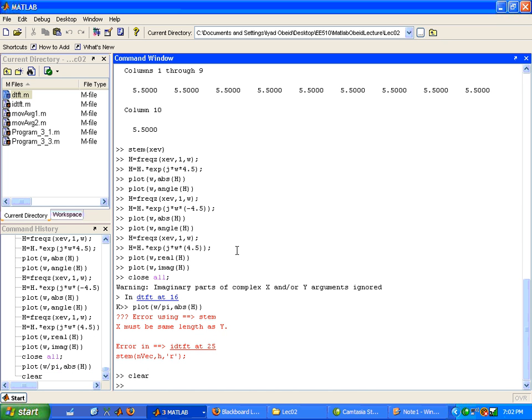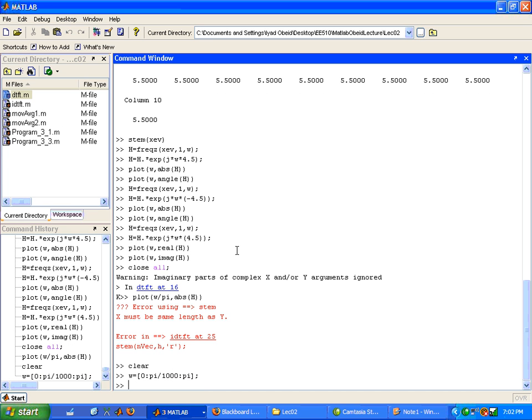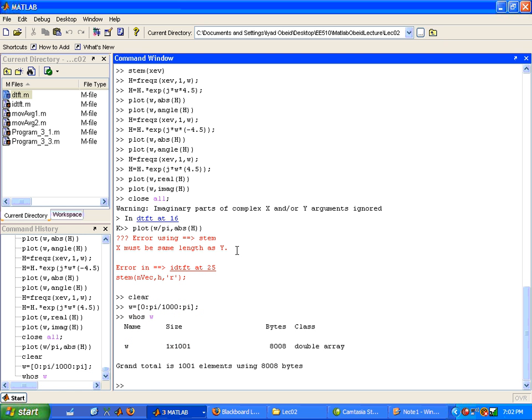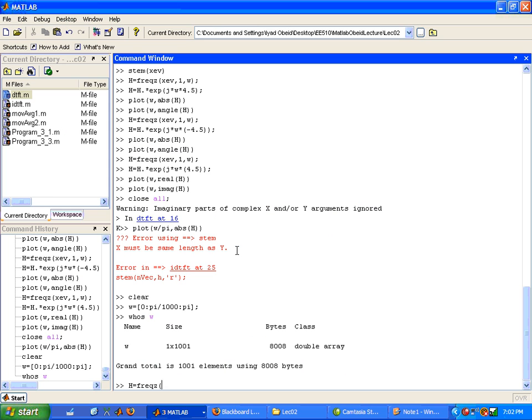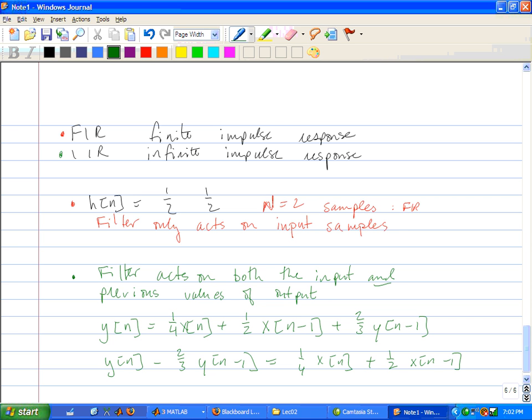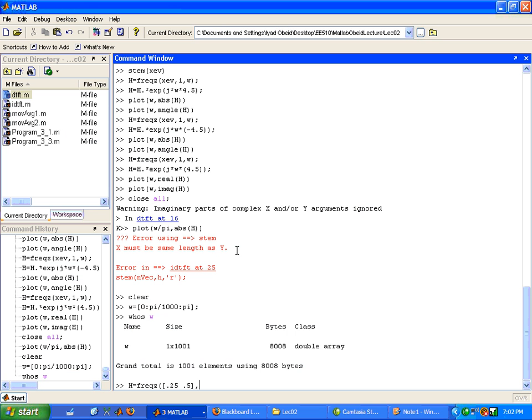Okay, so let's give it a shot. Omega equals 0 to pi over 1,000 to pi. So that should give me 1,000 points. Nope, 1,001, so I got 0 as well. All right, and so now I'm going to say h equals freqz. My numerator will be 1/4 and 1/2. Now, in the past, when I was dealing with finite impulse responses, I put 1 for my denominator. But now it's no longer 1. Now it's the coefficient for y, which is 1, and the coefficient for y of n minus 1, which is -2/3. So let's put that in and see what happens.